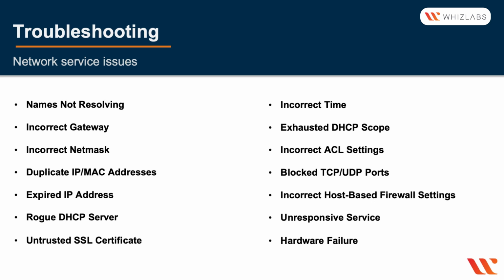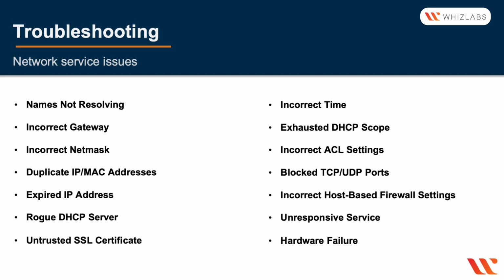Exhausted DHCP scope. This happens if the pool of IP addresses that you allocated to the DHCP server has run out. This can also happen because of a network attack called the DHCP starvation attack. So you'll have to go and check the DHCP server and make sure that it's working correctly.